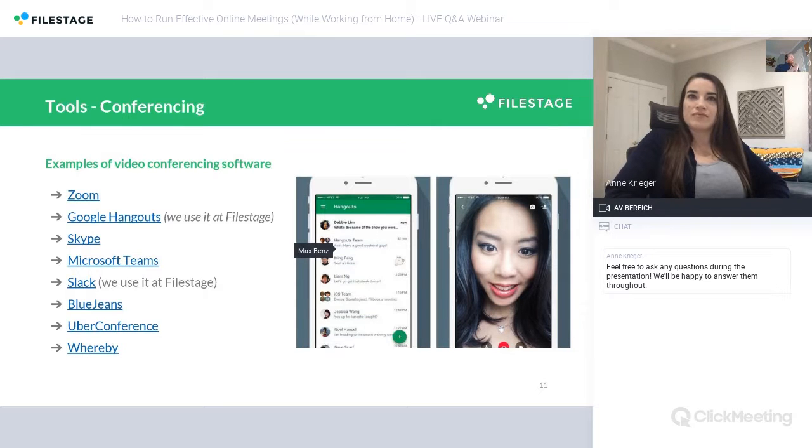Then we put together a list of different conferencing tools. Why especially conferencing tools? Because conferencing tools is something a lot of people have really difficulties to decide which one to choose. So we at Filestage are using Google Hangouts. For small, written or ad hoc questions, we're also using Slack. It can also be a conferencing tool. They also have a video call functionality there. So feel free to check them out. I'm pretty sure we're sharing that afterwards, so you have access to these conferencing tools.